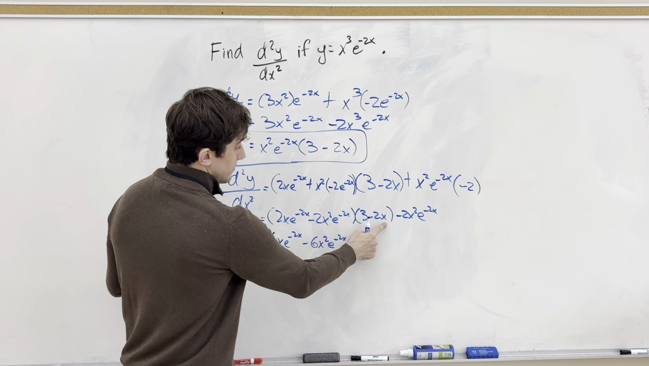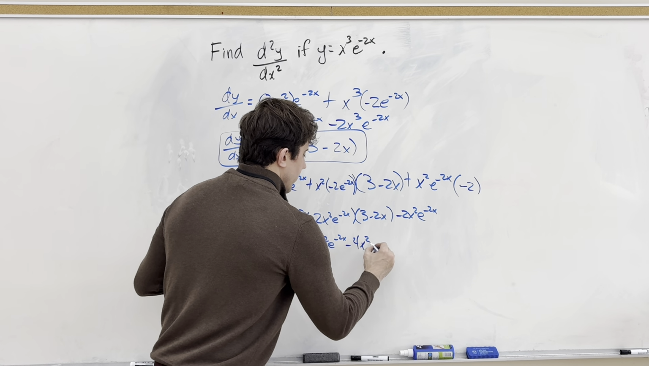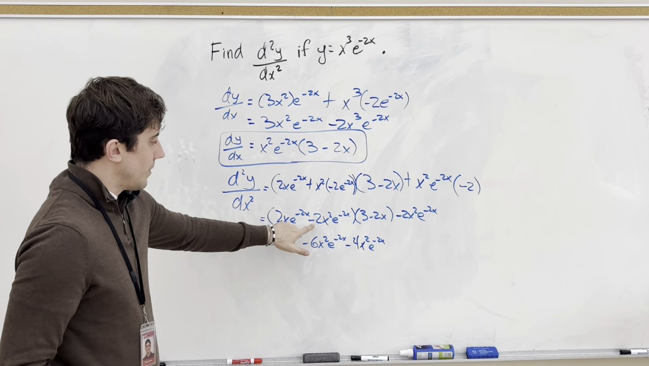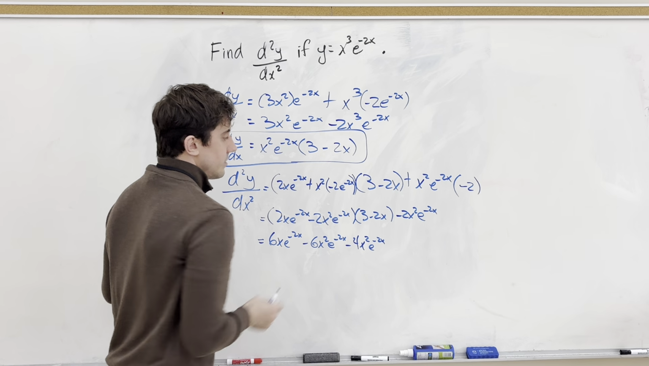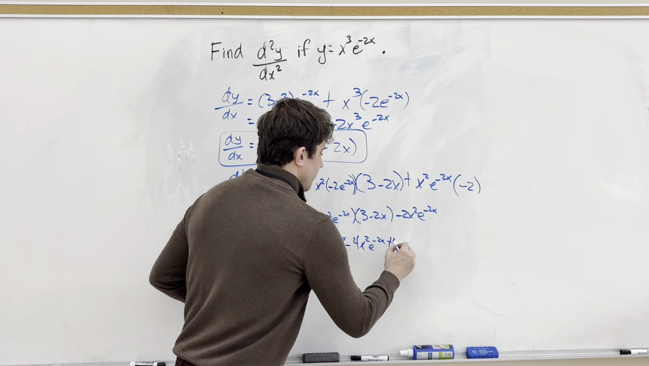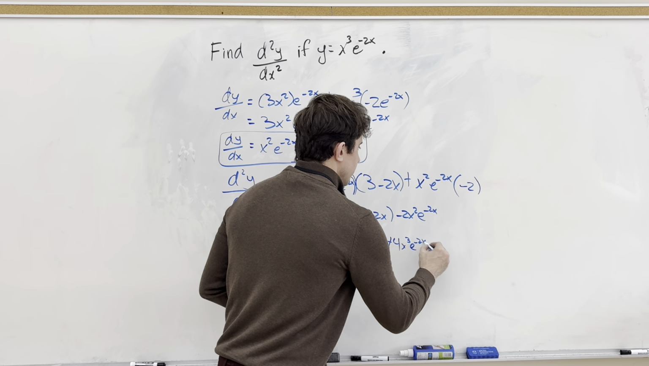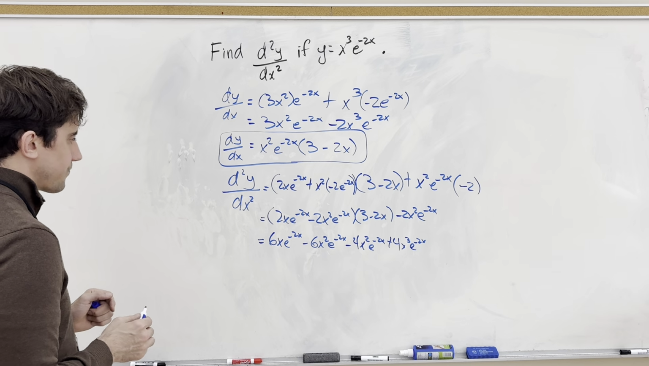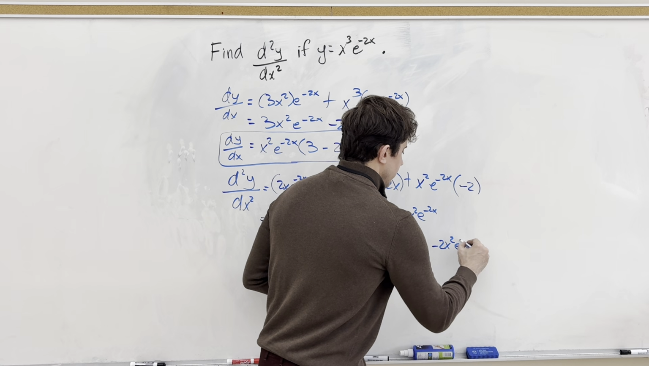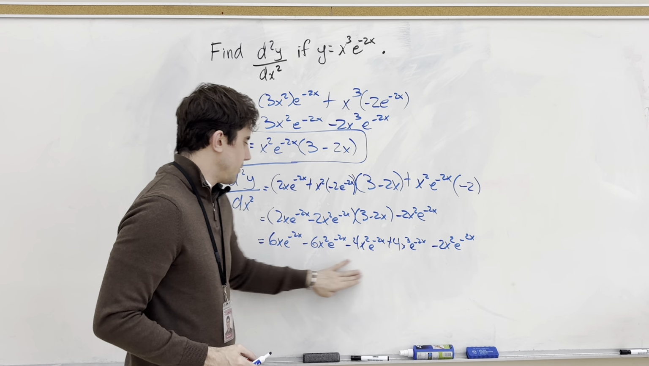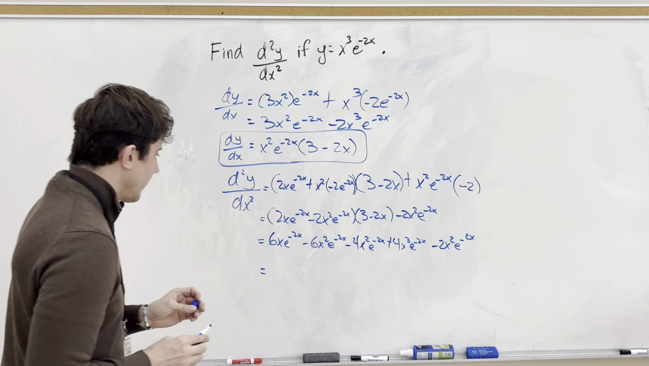Now 2x e to the negative 2x times negative 2x is going to be minus 4x squared e to the negative 2x. And finally, minus 2x squared e to the negative 2x times negative 2x, right? This term times the negative 2x is going to be plus 4x cubed e to the negative 2x. Okay. And then trailing at the end is minus 2x squared e to the negative 2x. That's likely to simplify down with one of our earlier terms. And so let's continue. Let's group like terms.